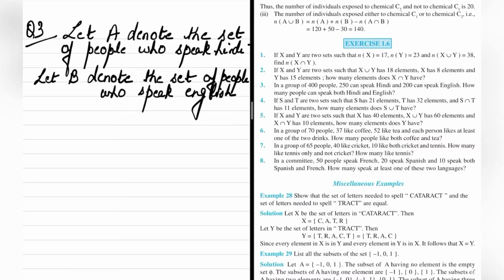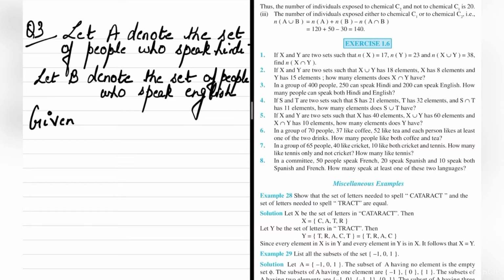Now what is given to you? Now one thing in this question is missing, what I feel. In a group of 400 people, so this is your universal set, and nothing is given here about the union. So it should be given in the question that each one speaks at least one language, so that the number of elements in the union becomes 400. Okay, so it should be given to us that each one in the group speaks at least one of the languages. Note that.